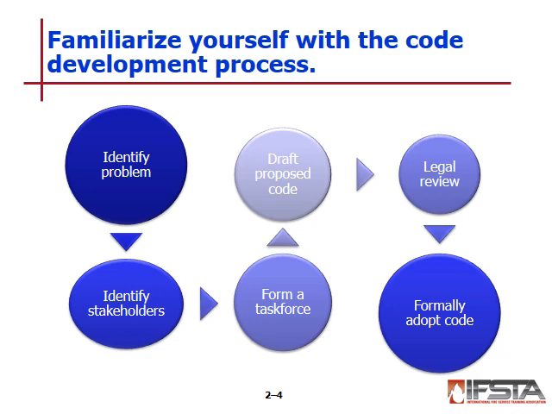The process for developing or amending local codes includes the following. 1. Identify the problem. 2. Identify affected stakeholders. 3. Form a task force. 4. Draft the proposed code. 5. Submit the code for legal review. 6. Formally adopt the code.